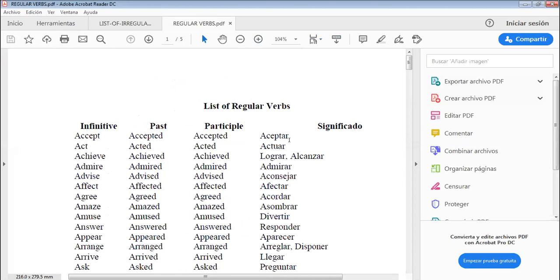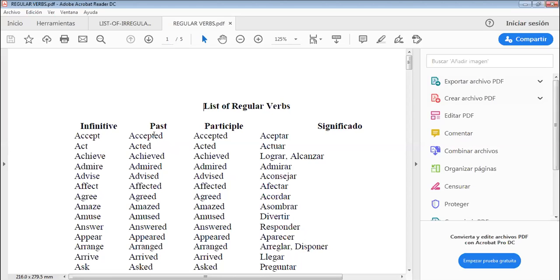Those are regular verbs. I will share with you this list because there are many, many of them. But basically what you need to know is that regular verbs are formed by the infinitive, for example, accept. Then you have the past, to which you add ed: accepted. And then you have the past participle, which is the same. Later, I will teach you how to pronounce the past of the regular verbs, because they have some rules to be pronounced in the past tense.